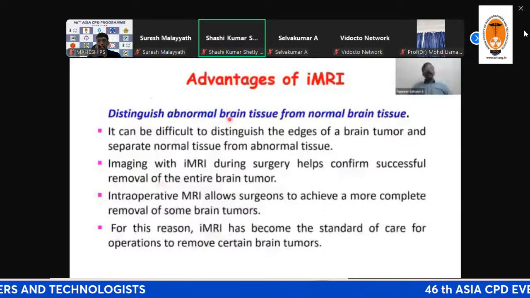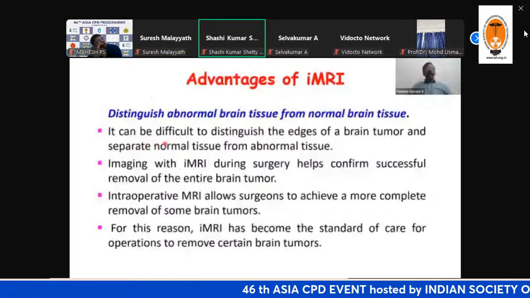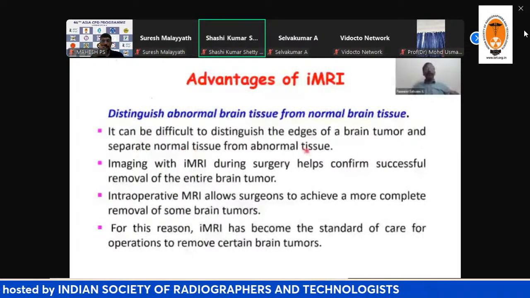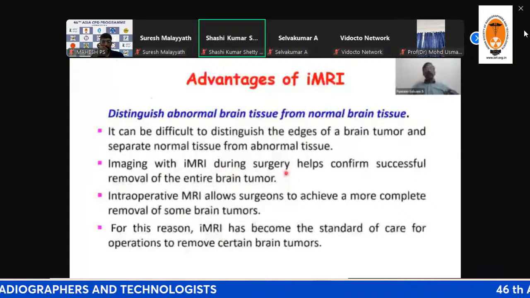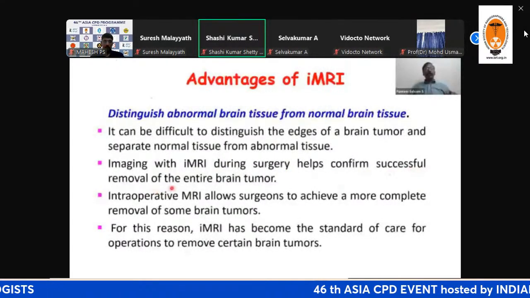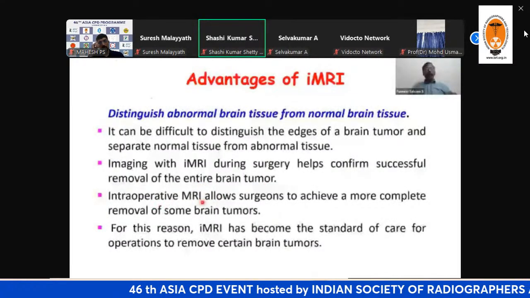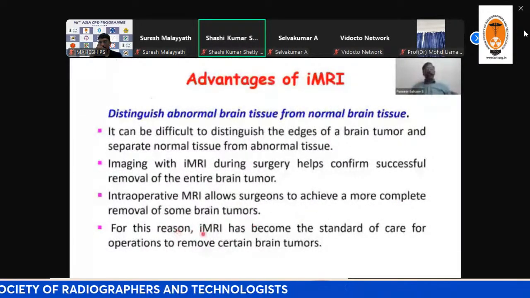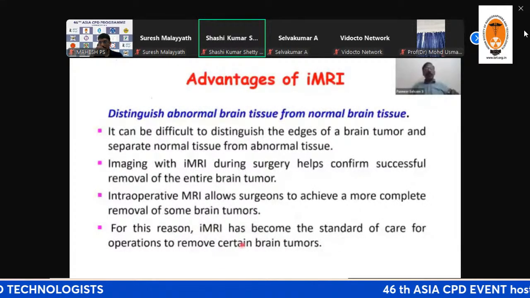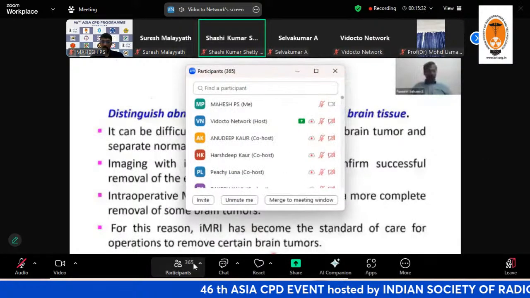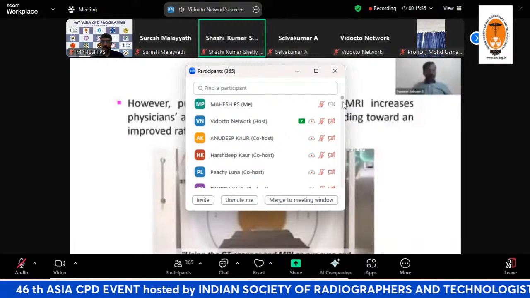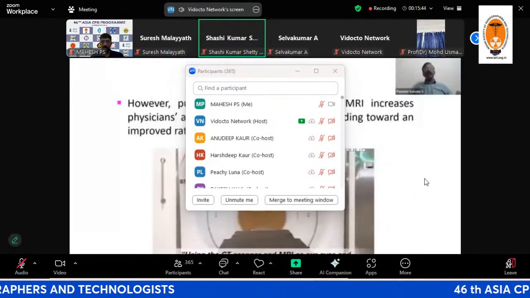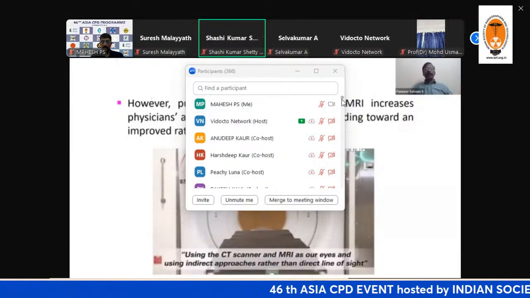And also, it distinguishes the abnormal brain tissue from normal brain tissue. It can be difficult to distinguish the edges of a brain tumor and separate the normal tissue surrounding it from the abnormal tissue. But imaging with the IMRI during surgery helps confirm successful removal of the entire brain tumor. Intraoperative MRI allows the surgeons to achieve a more complete removal of some brain tumors. For this reason, IMRI has become the standard of care for operations to remove certain brain tumors. However, as I mentioned, the published studies show the use of IMRI increases physicians' ability to detect residual tumor, leading toward an improved rate of procedural success.